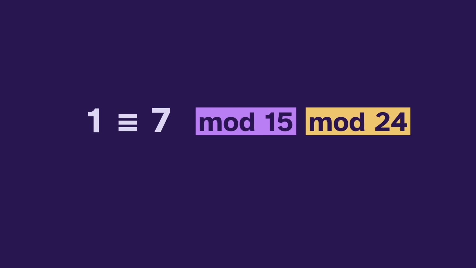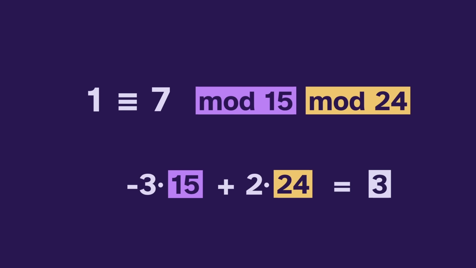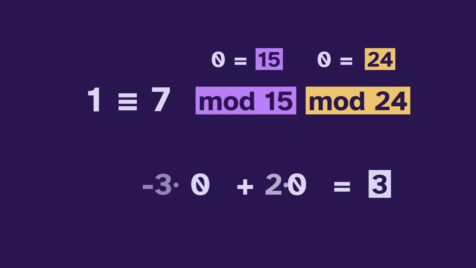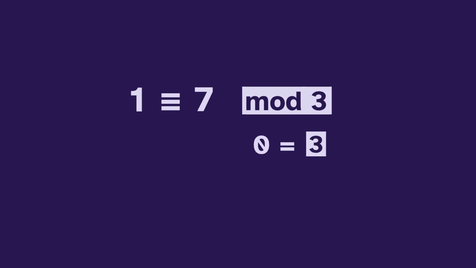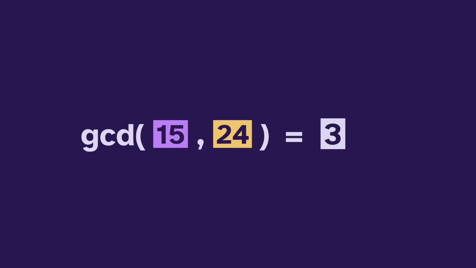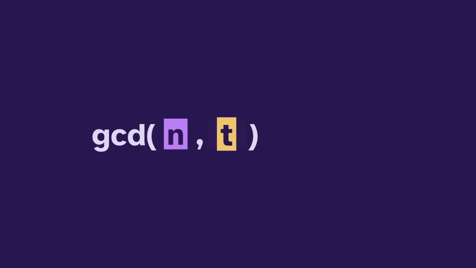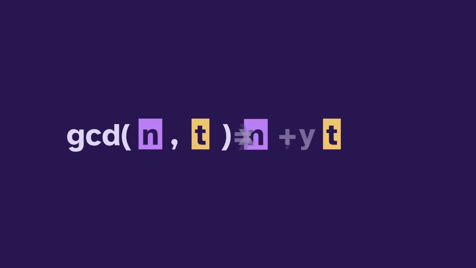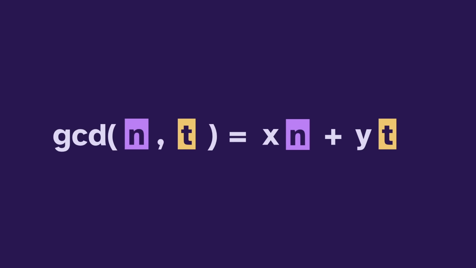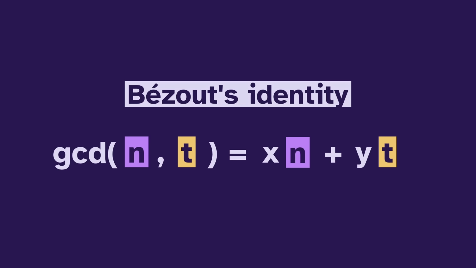What about this earlier example? 15 and 24 are not multiples of each other, but they can combine to make 3. So by setting them both to 0, we get that 3 is also 0. Mod 15 mod 24 simplifies to just mod 3. The reason is that 3 is these numbers' GCD. And this GCD decree goes for any n and t. Their greatest common divisor is some linear combination. And we could find the x and y, sir, but that's a busier conversation. The point is, they exist. It's Bezout's identity. The GCD consists of some fuse of n and t.